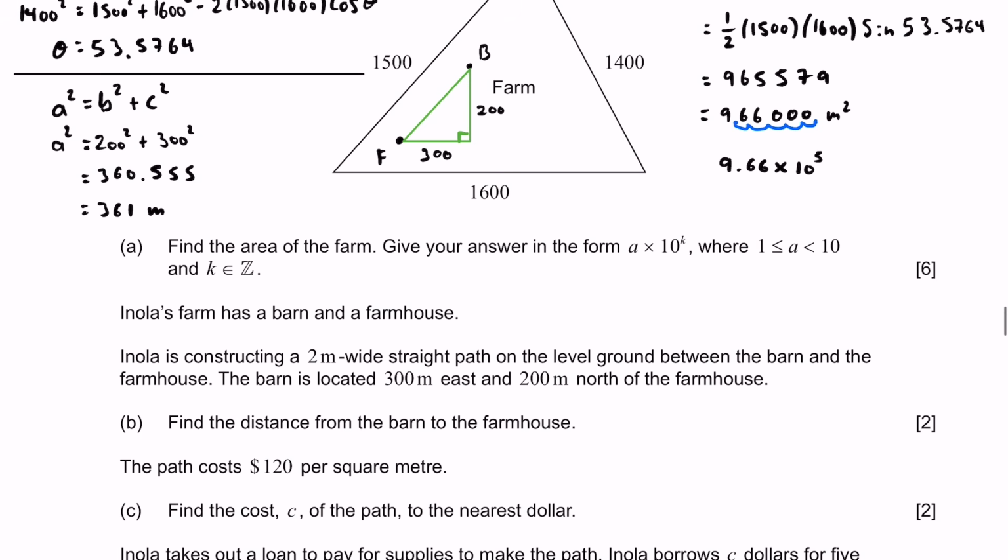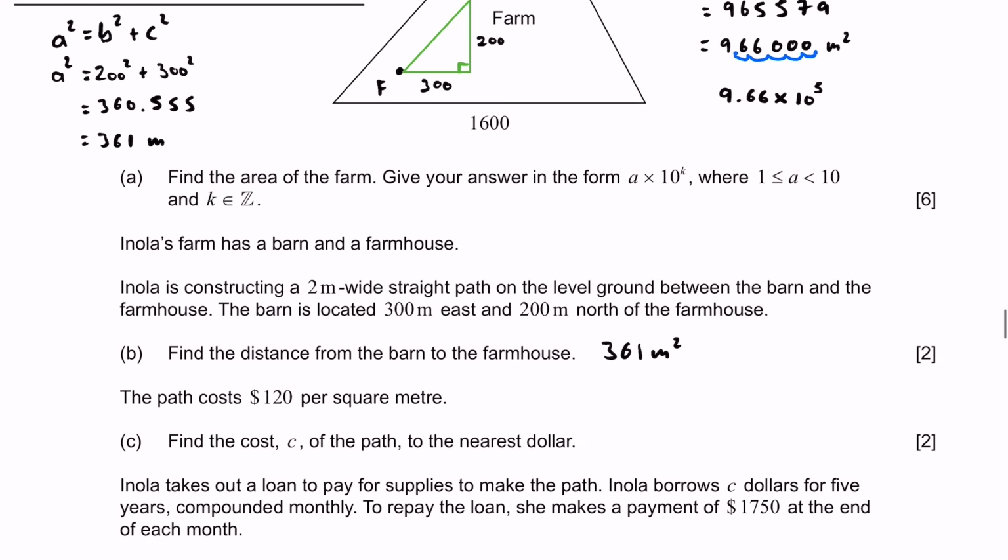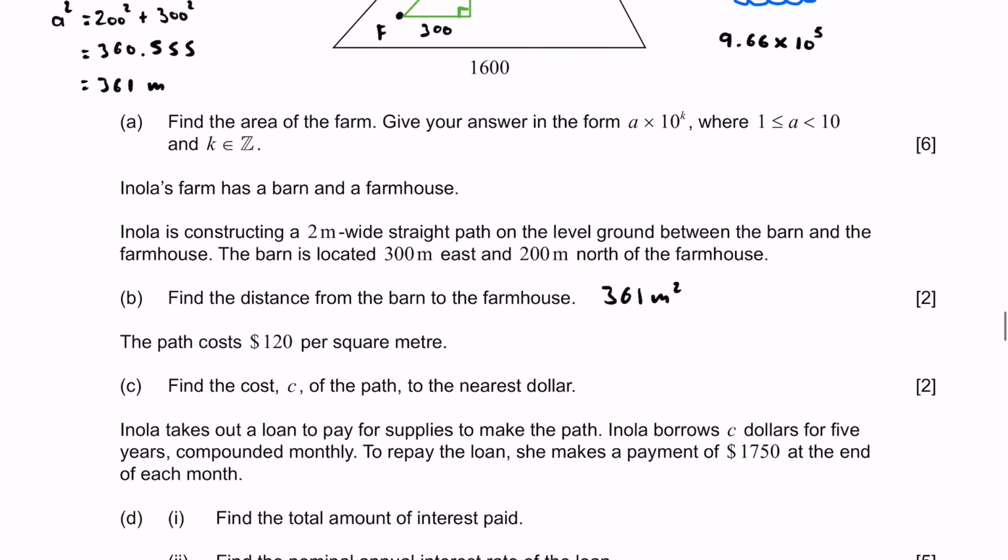Okay. So 361 meters. 2-mark question. So show the equation and then the answer. All right. The path costs $120 per square meter. Find the cost C of the path to the nearest dollar.